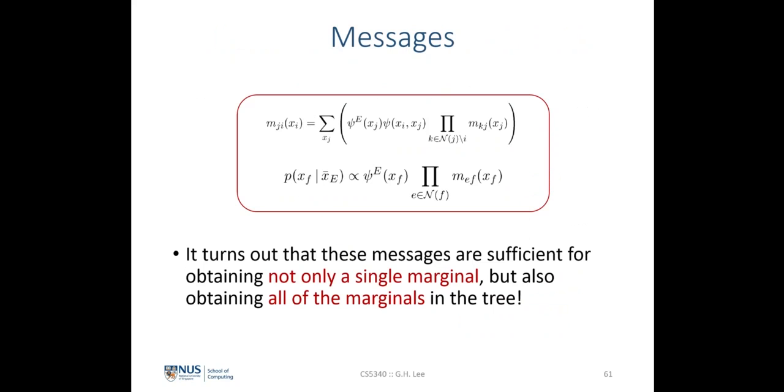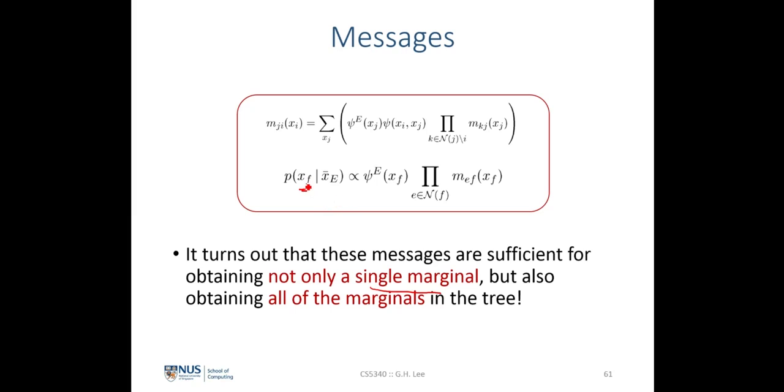Now it turns out that we only need these two messages to complete the message passing, or the variable elimination algorithm, for a tree where the query node is represented as the root node. And more interestingly, these messages are sufficient not only for obtaining a single marginal for a single query node, but we can actually reuse the messages computed in the tree for any other single marginal probability distribution in the graph.